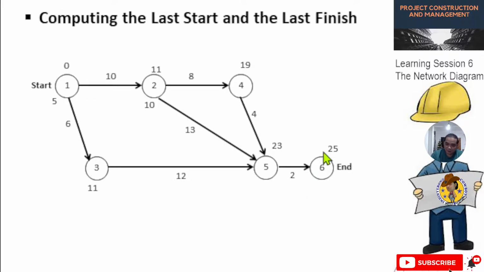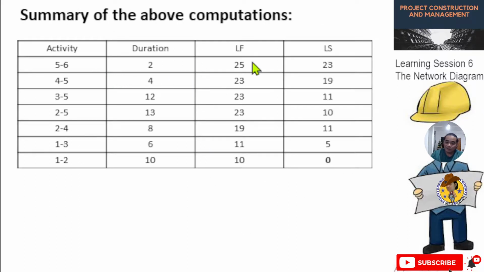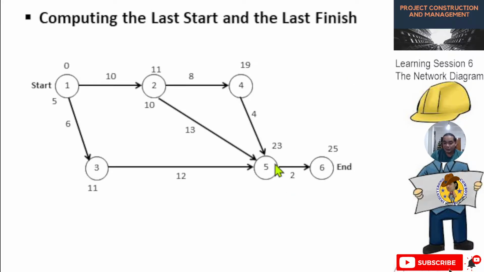Okay. So for example, 25 is the earliest finish for this project. So we just need to subtract. 25 minus 2, so let's see the table. 25 minus 2, the latest start is now 23 for activity 6. Then going backward again, we need to subtract from 23: 23 minus 4 is 19. Then 23 minus 13 is 10. Then 23 minus 12 is 11.